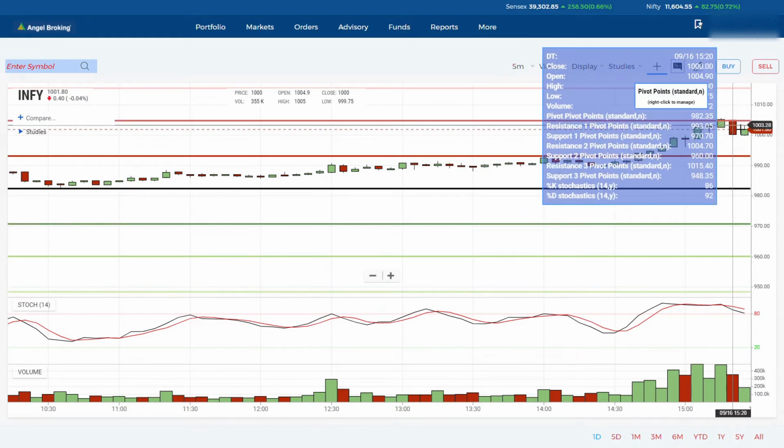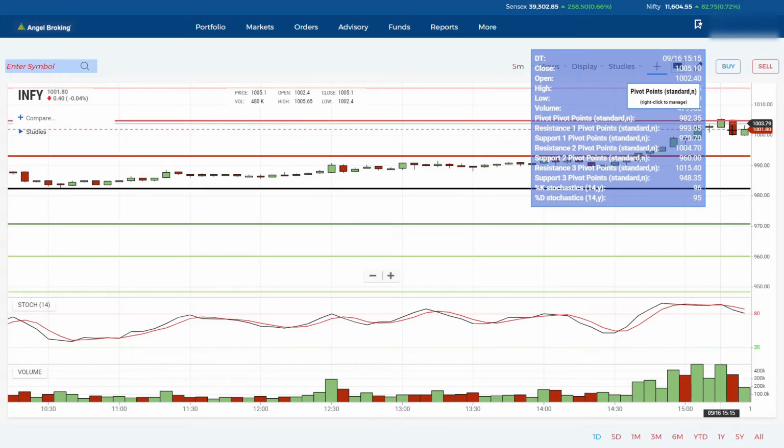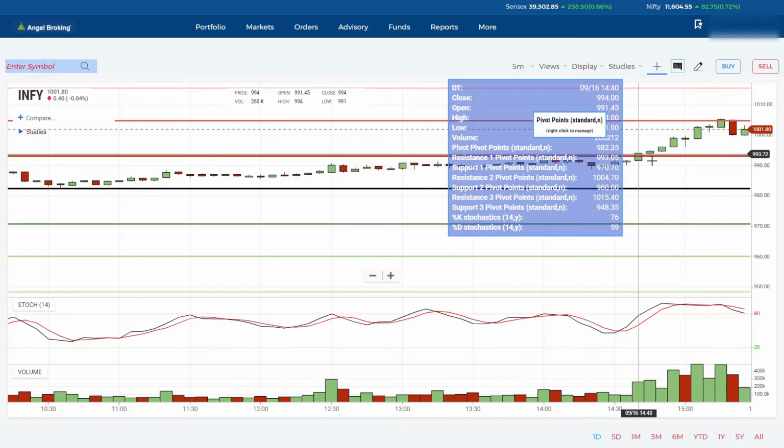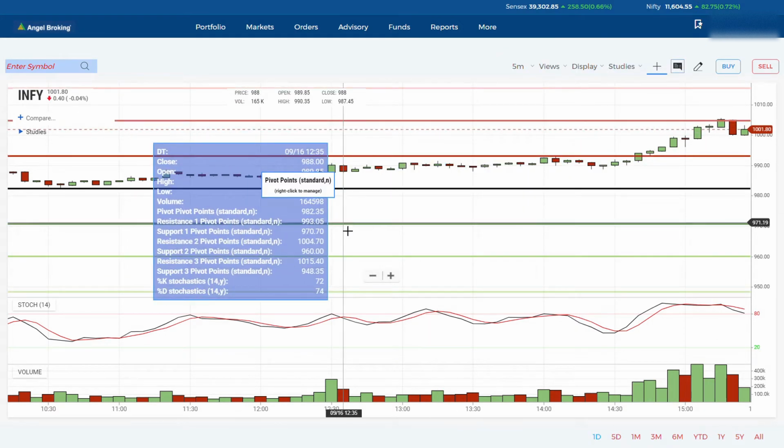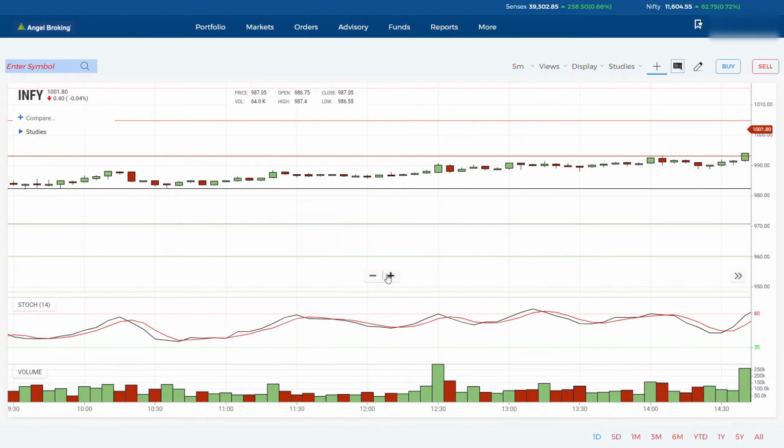So if you get a rejection here, when you see this red candle, you can actually exit, or you'll get a good profit. Look, from 994 till 1004. Okay, and we'll go to some other day. We'll go to the previous day.